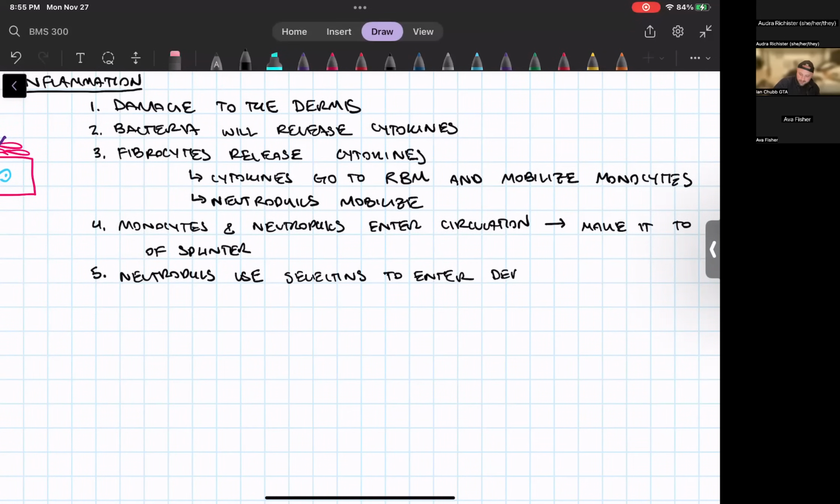dermis. So neutrophils are too big to squeeze through the capillary, so they're going to utilize transmembrane proteins that are on the actual capillary or endothelial lining that they'll bind to, and then it's going to cause something called diapedesis, so that we can pull the cells through, and so they can enter the actual site itself.